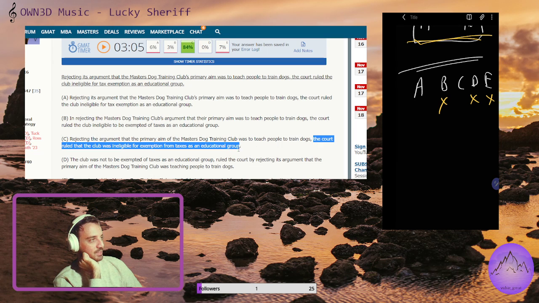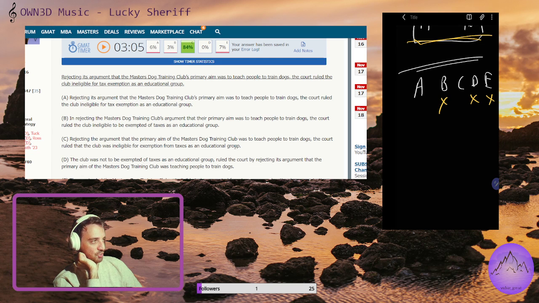So this is the main part of the sentence. The court ruled that the club was ineligible for exemption from taxes. I probably should say for an exemption from taxes as an educational group. Then all of this is a modifier. So how did they go about making this ruling? They did it rejecting the argument that the primary aim of the Masters Dog Training Club was to teach people to train dogs. Now, I didn't rule it out because that looked like it was fine.